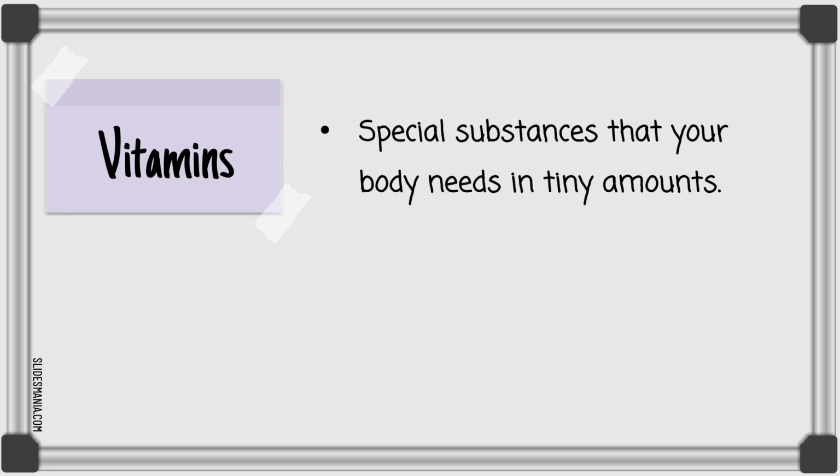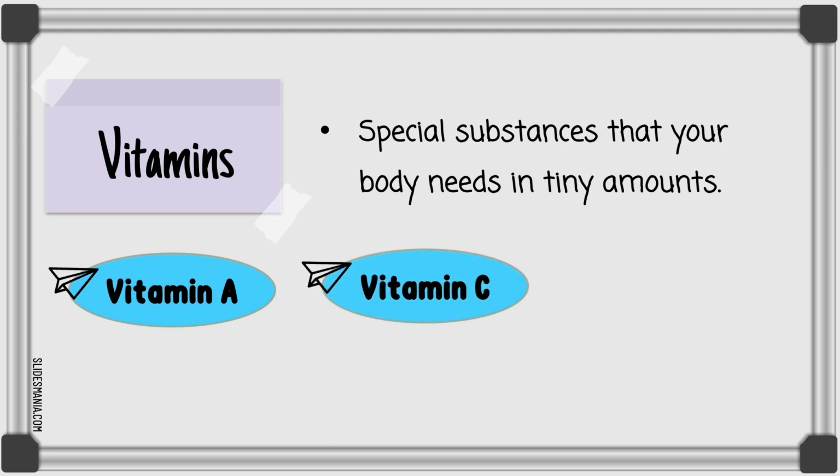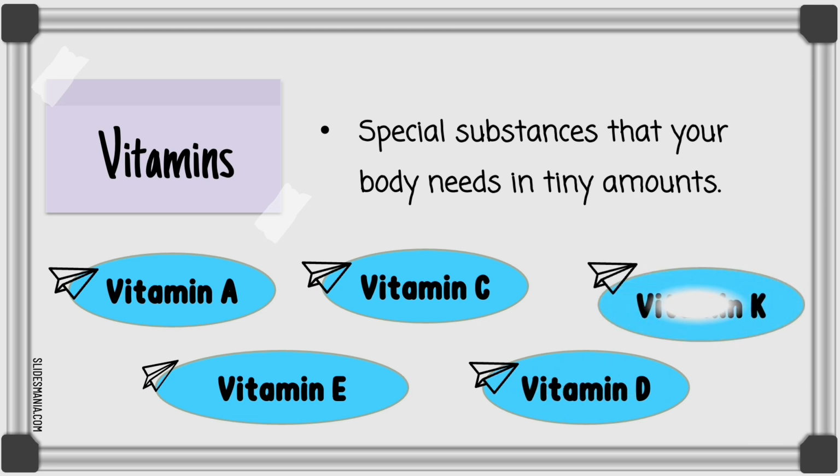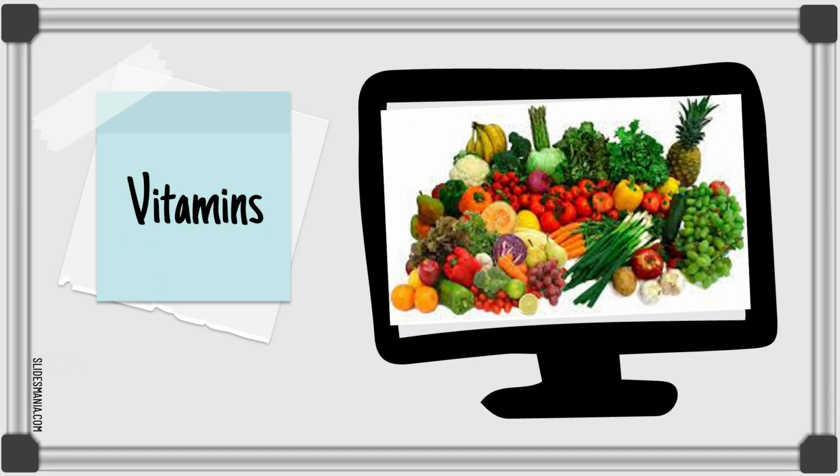Let's see what are some names of vitamins. Vitamin A. Vitamin C. Vitamin D. Vitamin E. Vitamin K. Yes, these are some of the vitamins. You can see different alphabets you have, right? So these are some vitamins we need in our body. These vitamins come from fruits and vegetables. Yes, so when you eat a lot of fruits and vegetables, you get all the required vitamins in the body.